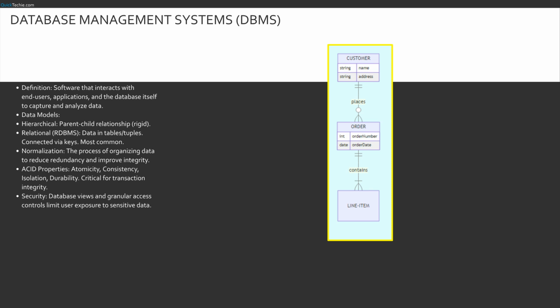This entity relationship diagram, ERD, shows a relational database structure. A customer entity links to an order entity. One customer can place many orders, one to many. The order contains specific attributes like order number. This structure allows efficient data retrieval without duplicating customer details for every single order.